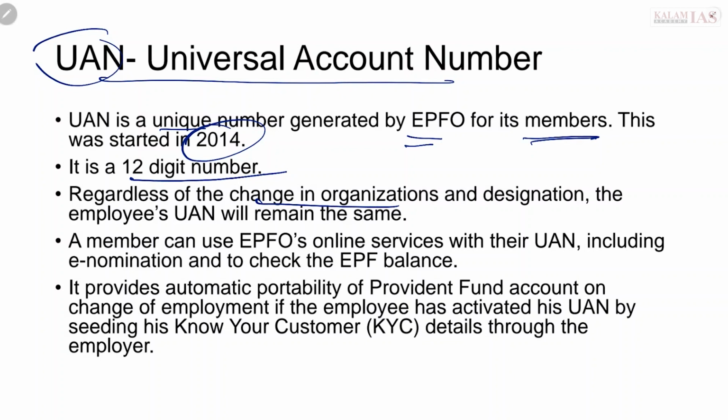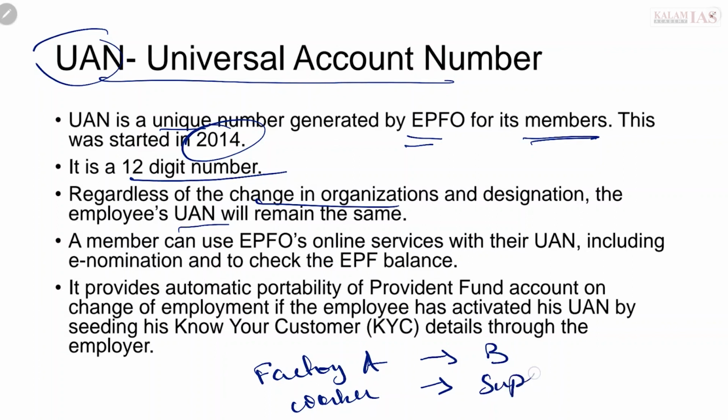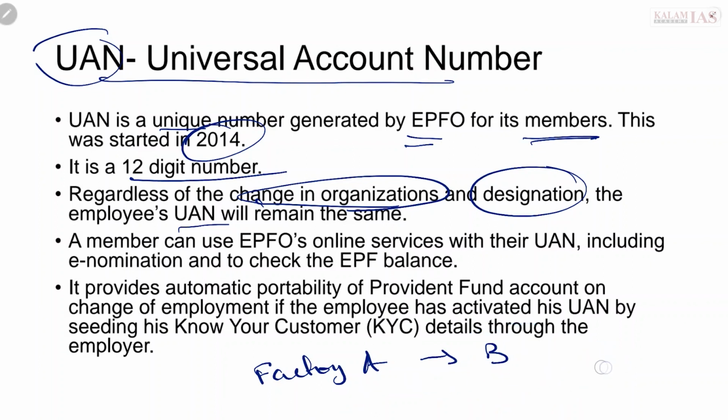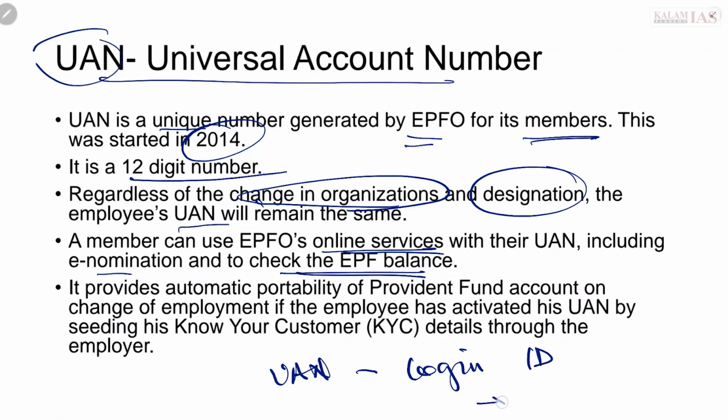Regardless of the change in organization and designation, the employee's UAN will remain the same. So let's say I shift from factory A to B, or I shift from worker to supervisor. In both cases, whether it is a change in organization or designation, or whether I am a supervisor in factory B, in all such cases, the UAN will remain the same. It is linked to my identity. Okay. A member can use EPFO's online services with their UAN, including e-nomination and to check the EPF balance. Basically, UAN allows for a login ID to the web application of EPFO.